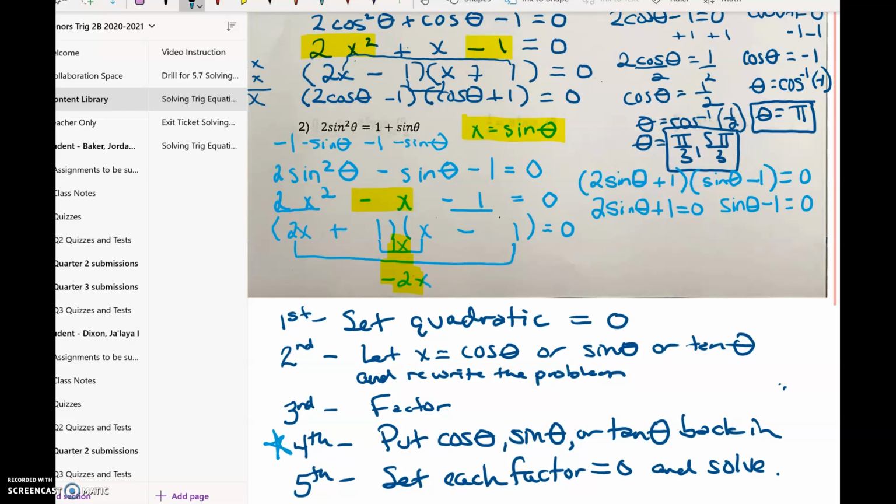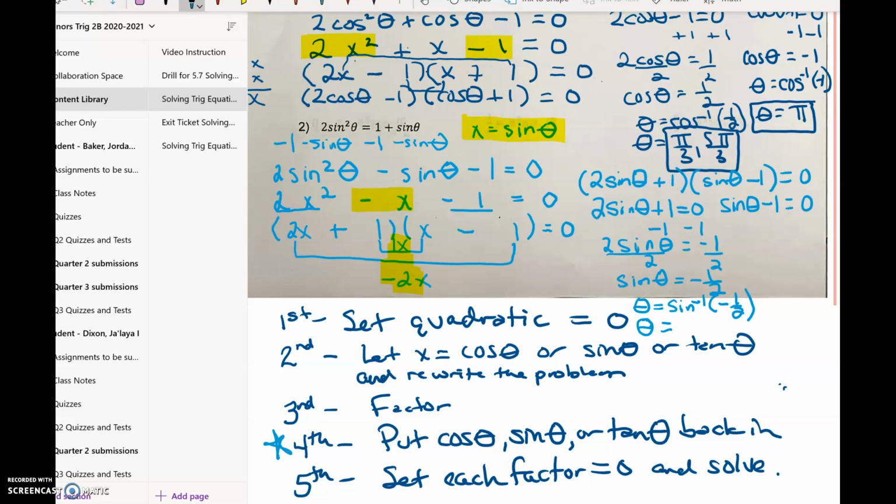Okay. Going to solve each of those. Subtract 1 from each side, and I get 2 times the sine of theta equals negative 1. I'm going to divide each by 2, and now I get that sine of theta is negative 1/2. So theta is going to be the inverse sine of negative 1/2. This is where I go to my unit circle. I go to the entire unit circle.